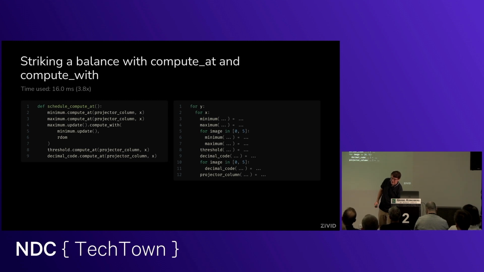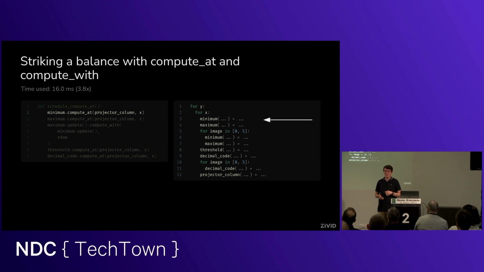And the best way to do that here is to use the functions compute_at and compute_with that I've already been mentioning a couple of times. So here we're getting into the details. We say that I want the minimum value to be calculated at the same loop level as the projector column when it's looping over the variable x. We're moving the minimum value back in there. And that moves both the initialization and the calculation into that loop level.